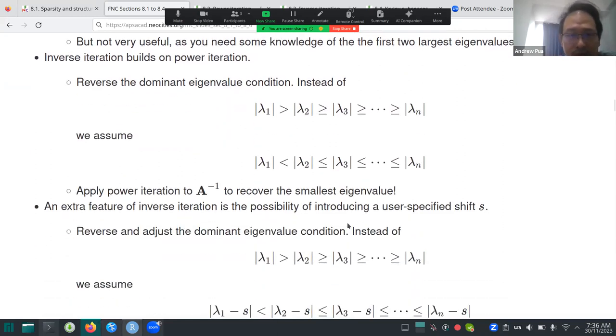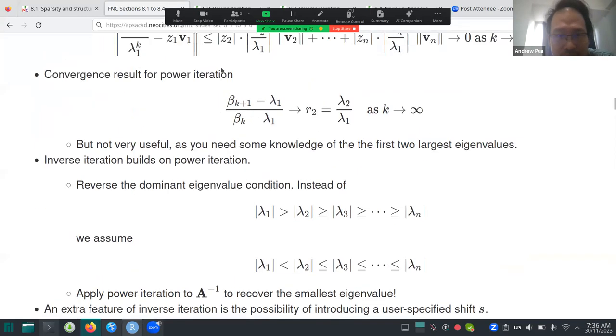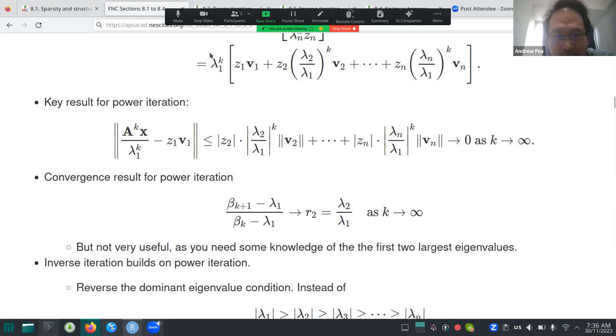Now the inverse iteration approach is slightly different and probably a bit more powerful than power iteration, because for power iteration you only get to recover the dominant eigenvalue. What if you're interested in other eigenvalues?